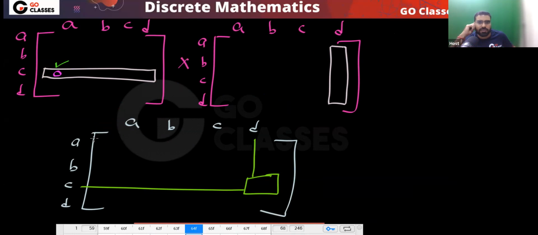Just focus on the contribution. When will the contribution happen? The contribution will happen when you have this value 1 here and this value is also 1 here. Then the contribution will happen, correct? Do you agree? These two will give you the contribution.